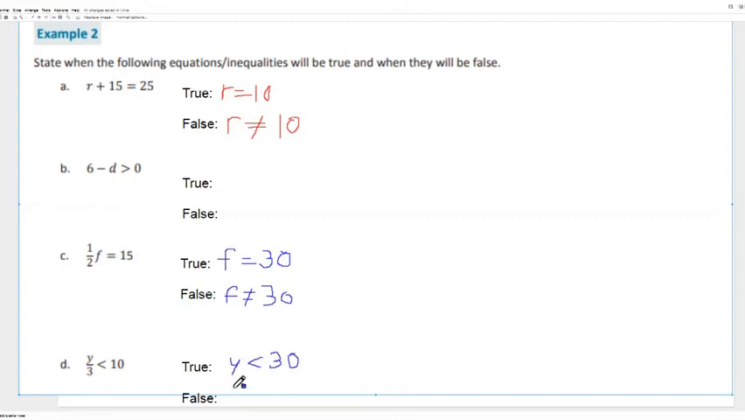And now the opposite will be the false part. y is greater than 30. That would give me a false statement. So if I say y is 60, 60 divided by 3 is 20. 20 is not less than 10, because y is greater than 30. So therefore, this would be a false statement.